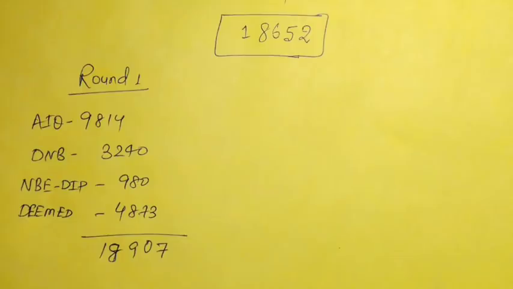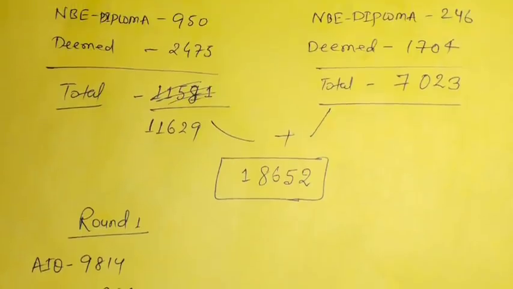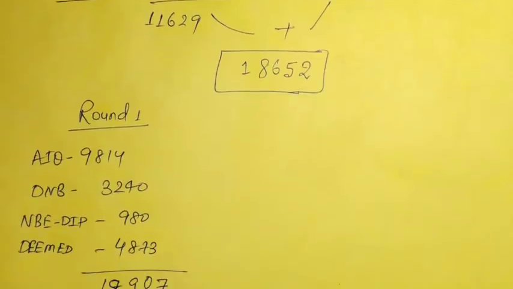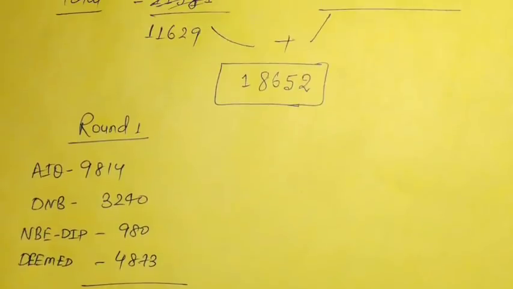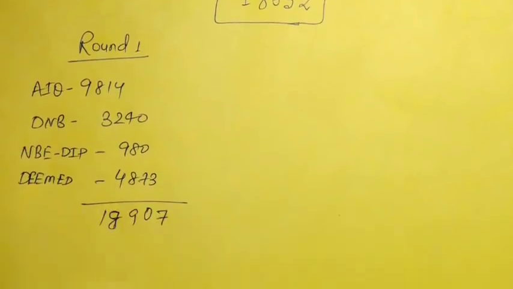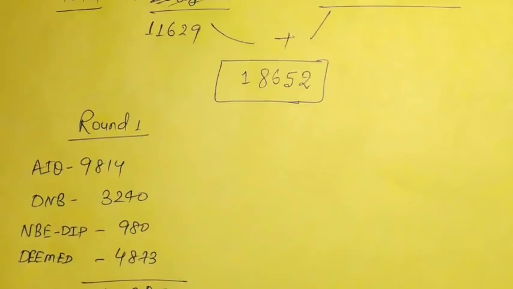So in all India quota 9,814 seats were available. In DNB 3,240 and NB diploma 980 seats, and in deemed university 4,870 seats were available. So totally 18,907 seats you could see in round 1. Okay, and now you compare this 18,907 with 18,652.